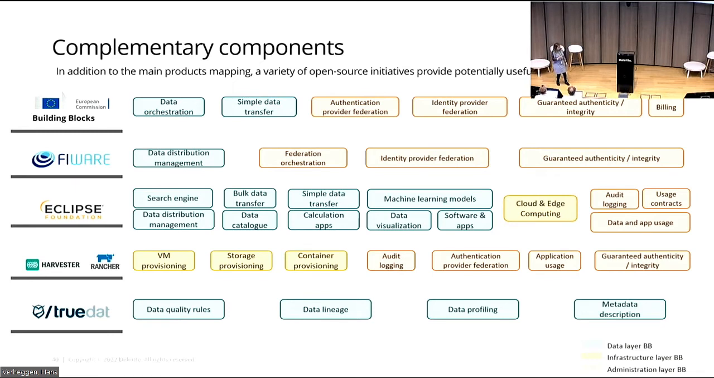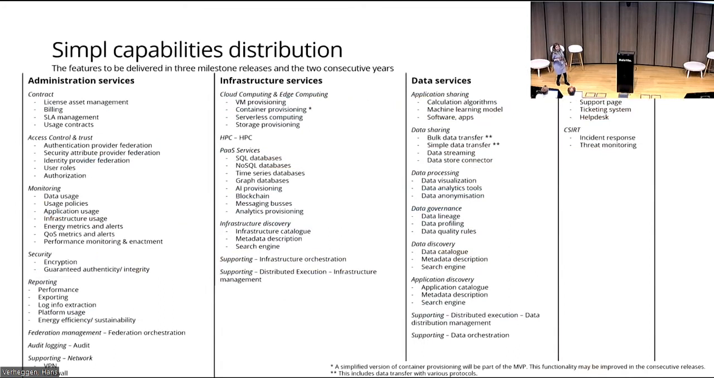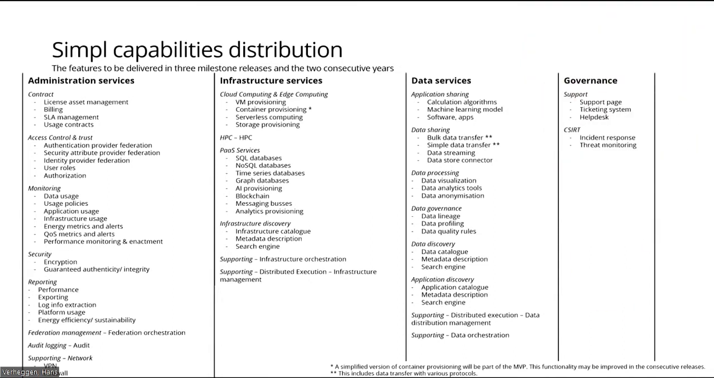And before jumping into the implementation roadmap, at first I would like to explain a little bit how we created it. What was our process? Here in this slide you can see again the capabilities that we identified, which are important for the Simpl platform. These are all the capabilities that will need to be implemented at one point to facilitate the exchange of data, applications, and infrastructure within the data spaces and across data spaces.